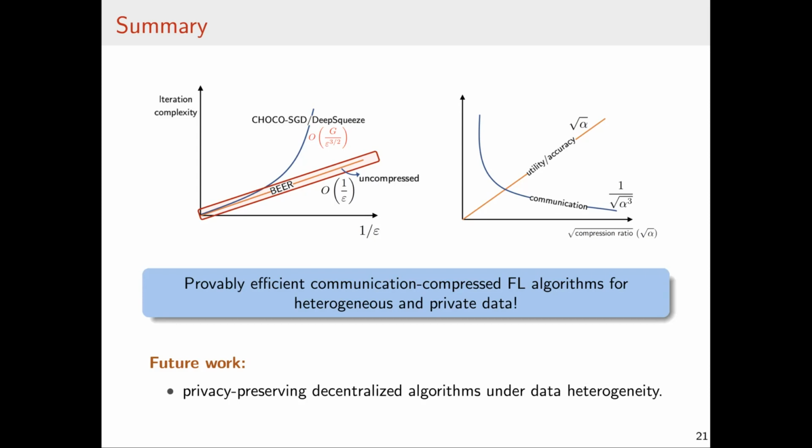And in the future, we want to continue working along this line of work. Particularly, we also want to look at privacy-preserving algorithms in the decentralized setting under data heterogeneity, and potentially even combine with local methods such as federated averaging to further improve the communication efficiency of these algorithms.